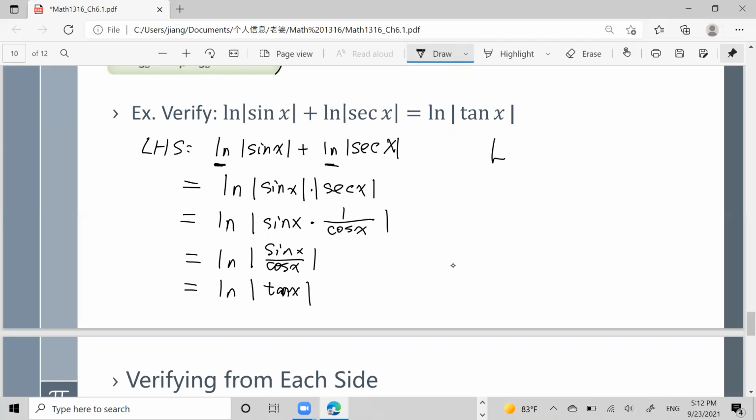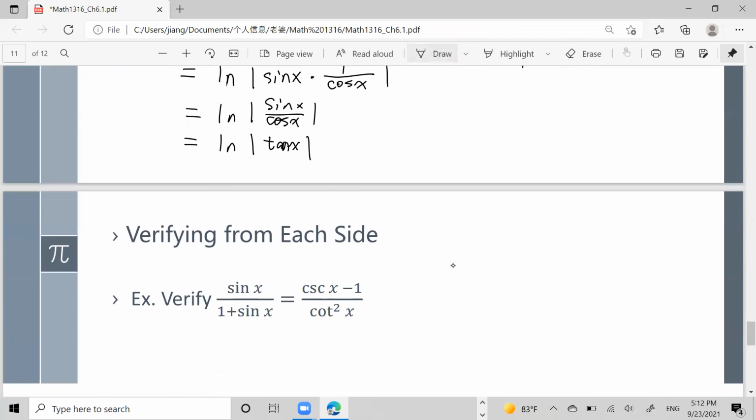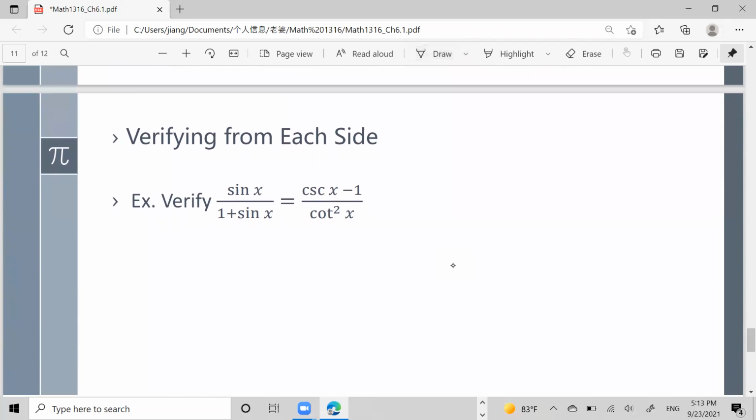So left hand side equals right hand side. Verified the equation. You can write more detailed information. You can say this expression or this identity is verified, or we verified the equation. Okay, let's continue verifying from each side.